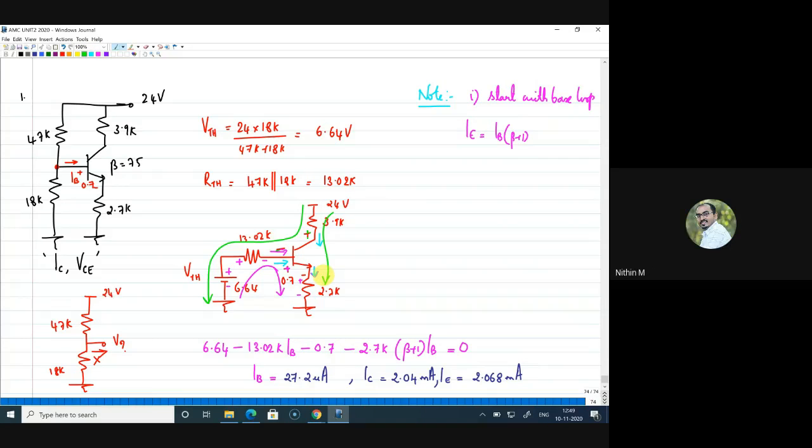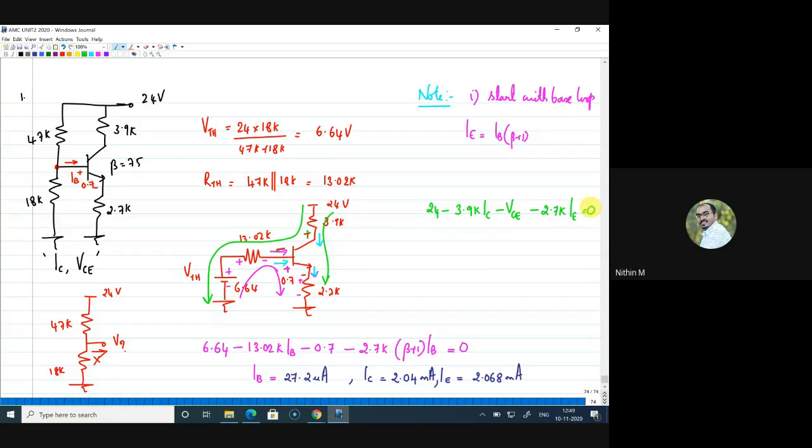Yes. So, can you tell me what equation I can write? 24 minus 3.9K IC minus VCE minus 2.7K IE is equal to 0. In this, both IC and IE are known, so you can find VCE, right?